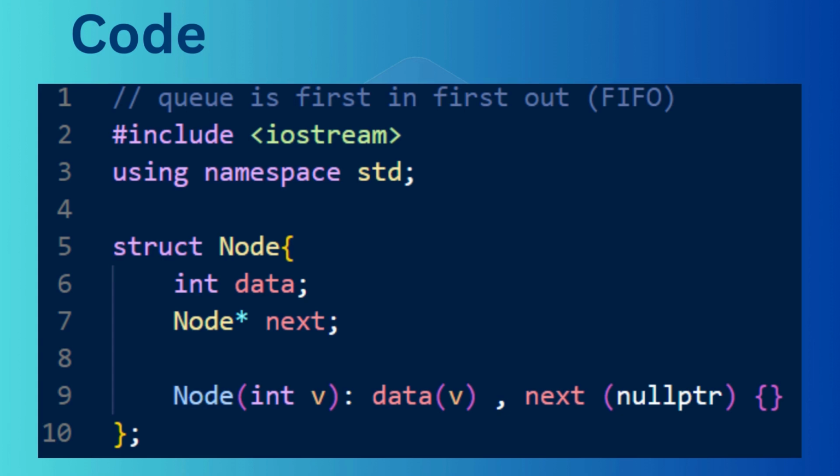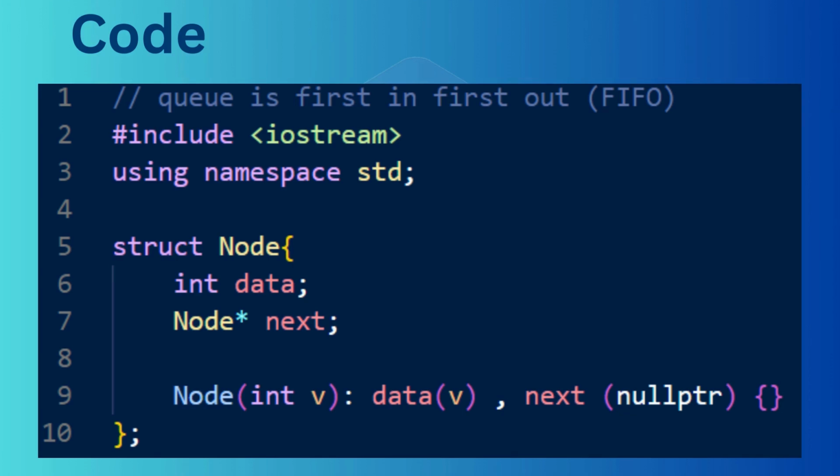The node is the same as before. The node is the same as in the stack. So I am creating a node where I am adding the data and the next pointer, which points to the next node, and then I am constructing the node with V. The data will be V, and the next will be null ptr. So this is the concept.